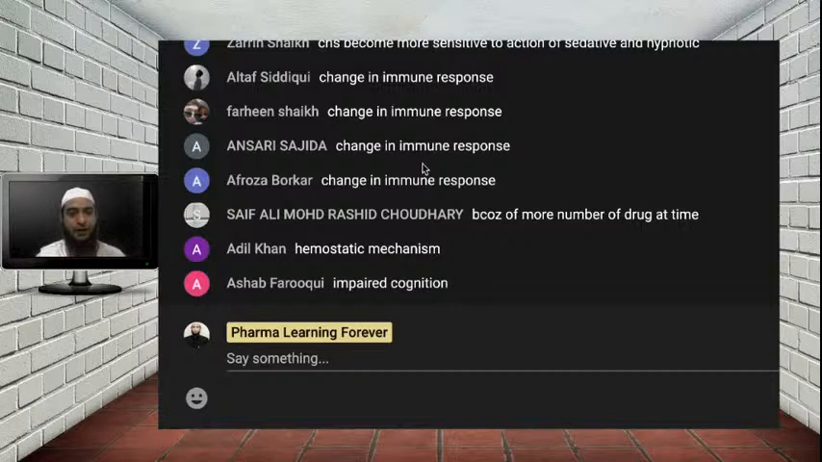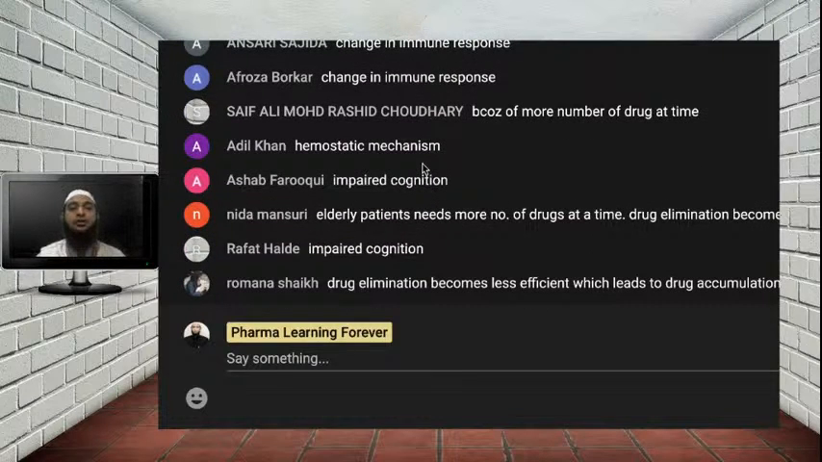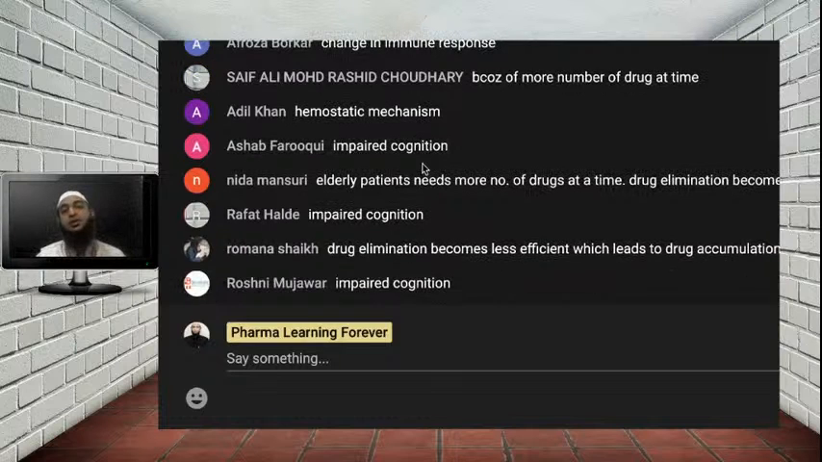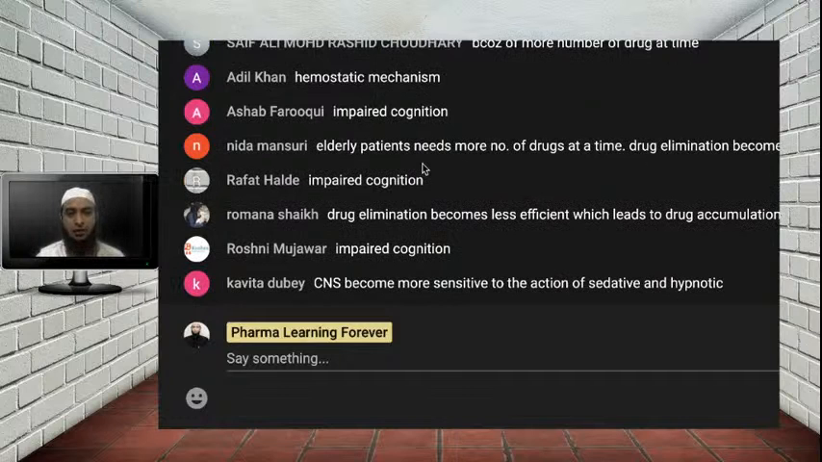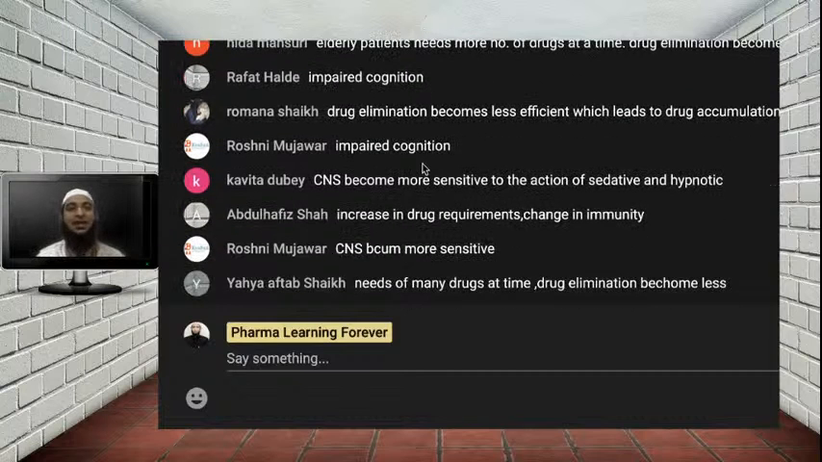Let's see who gives another one. Yes, Ashab, very good. You have given a different answer: impaired cognition. So due to impaired cognition, there could be a possibility of not taking the medicine or taking an overdose of the drug. Okay, very nice. Romana Sheikh has given another aspect, that the drug elimination becomes less efficient, which leads to drug accumulation and toxicity related to drug accumulation.